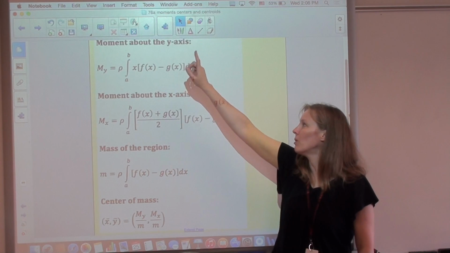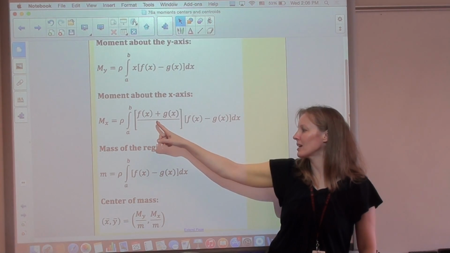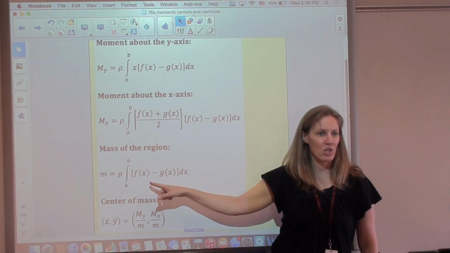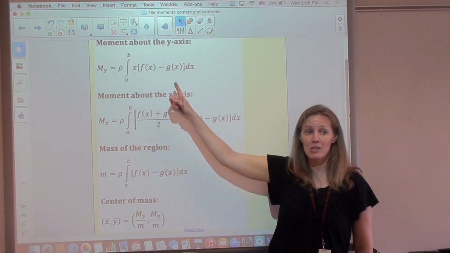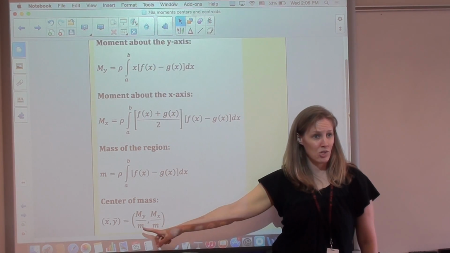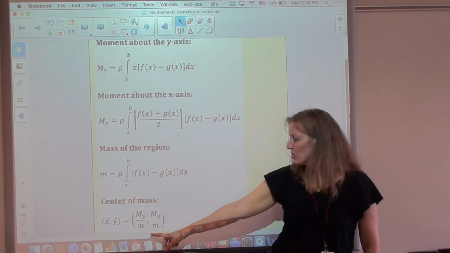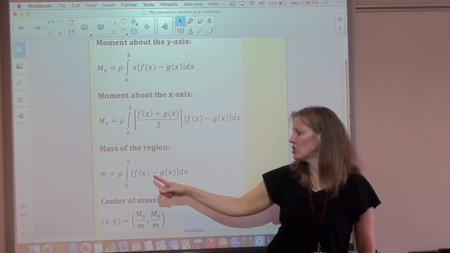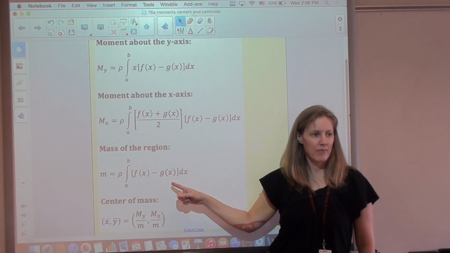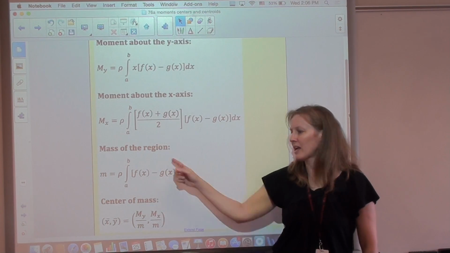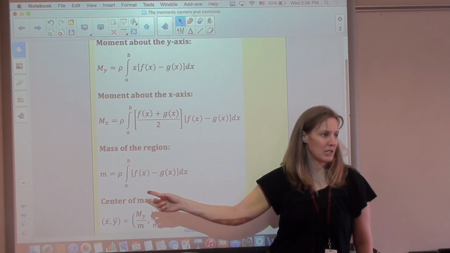Alright, so moment about the y-axis, moment about the x-axis, the mass of the region, right? So it's just same as before, moment divided by mass, gives you your center of mass. So mass of the region, density times area. Everyone's got that. Area is the same old area it's always been, top minus bottom.